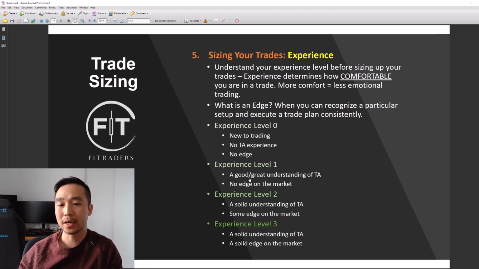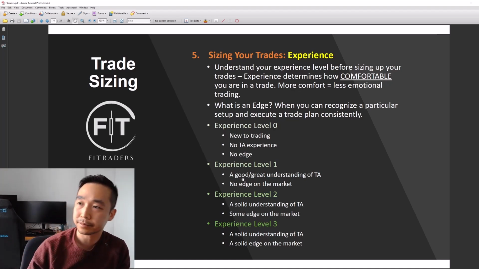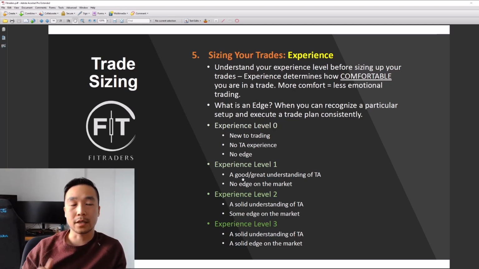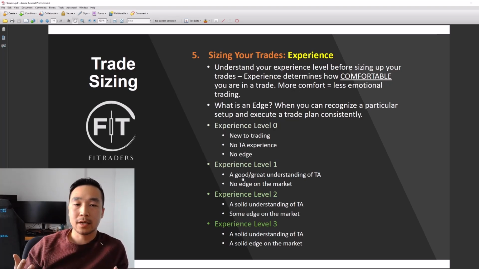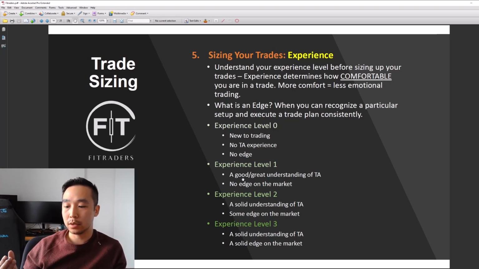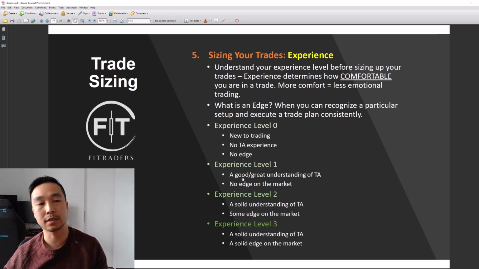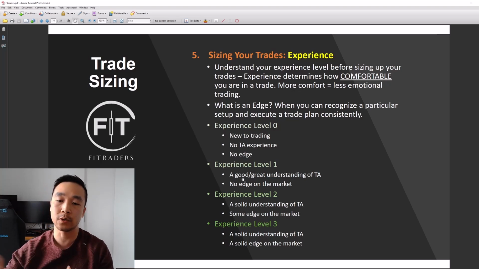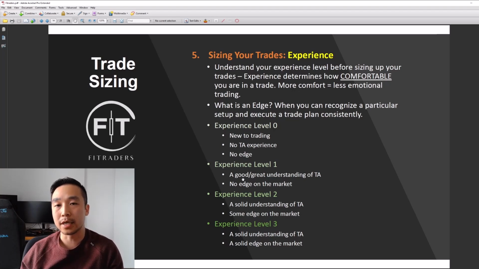So experience level 1, you still don't have an edge on the market, but now you've got a good to great understanding of TA. And when I say good to great understanding, you start recognizing the patterns. And once you start recognizing the patterns, you're able to start playing them, and you're trying it out, right? You're trying it out so that you can get an edge in the market, but you still don't have an edge in the market. So I think that's experience level 1. And that's the main difference between 0 and 1: one guy doesn't have a good understanding of TA, and the other guy has a great understanding of TA. And once you get to 1, you get a great understanding of TA.